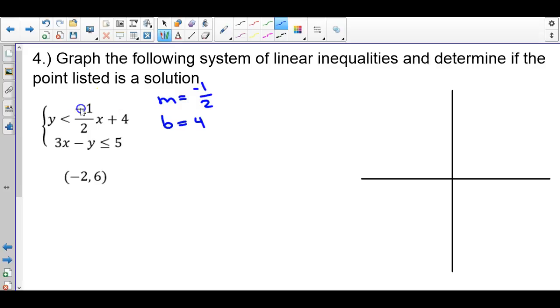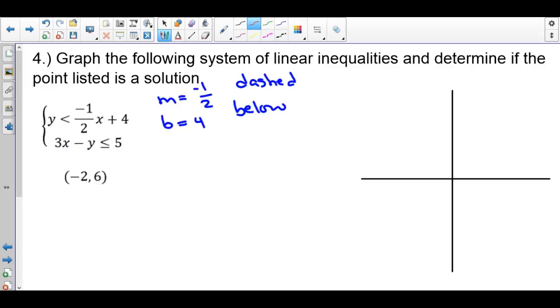Because this says less than, it means that I'm going to construct a dashed line, and that any point that is on that line will not satisfy this top inequality. Because it's written in slope-intercept form, and it says less than, I'm going to shade below my graph. So I'll end up graphing that in a minute.